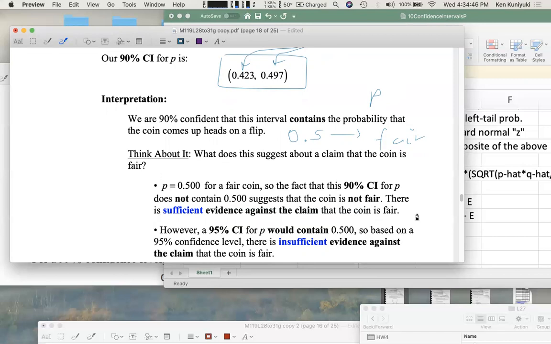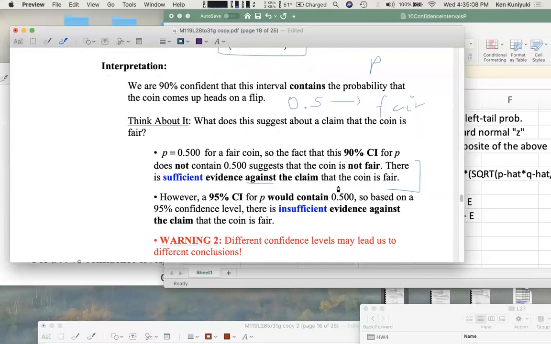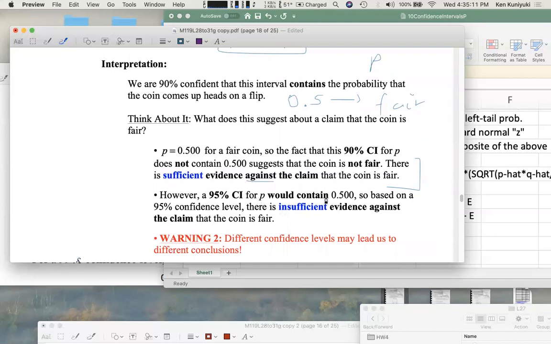So based on this analysis, and we're going to use this kind of language in the last part of our course, there is sufficient evidence against the claim that the coin is fair. So if David's claiming, hey, my coin is fair, we have sufficient evidence against David's claim based on a 90% confidence level. Although if you work it out, and you can try my Excel spreadsheet for that, it turns out a 95% confidence interval for P would contain 0.5. So under this analysis, there's insufficient evidence. We don't have strong enough evidence. We have a higher and stronger burden of proof to call David a liar.